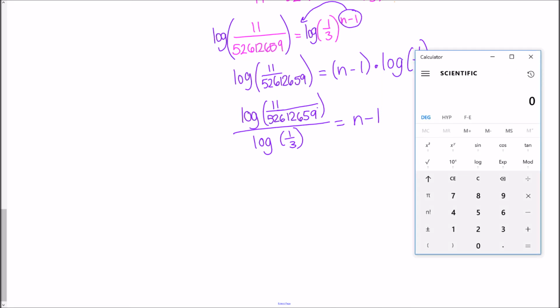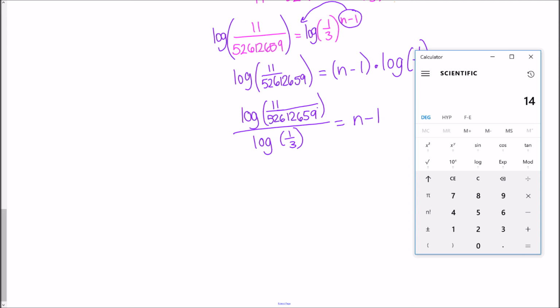So when I type it into my calculator, I'm going to type in 11 divided by 52,602,659. Press enter, I get 2 times 10 to the power of -7, so a tiny, tiny number. But I'm going to take the log of that number, and then divide it by the log of 1/3. So I'm going to type in 1/3 and then press log. Some of you guys, in your calculators, you can type log of the number. In this calculator, I have to type the number and then log it.